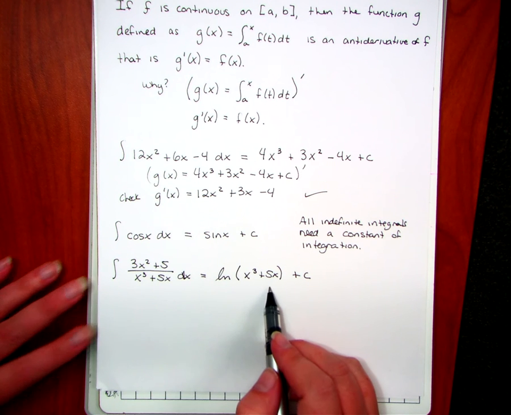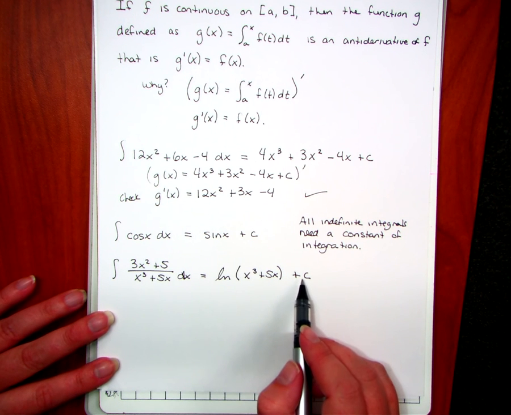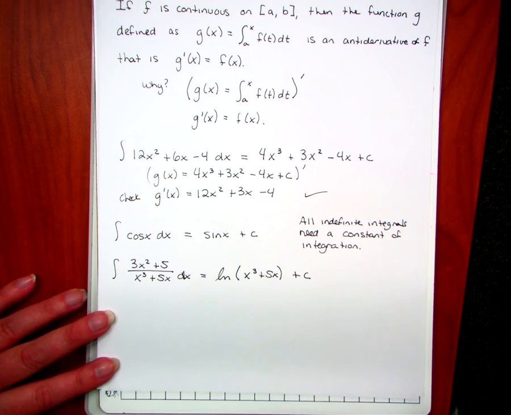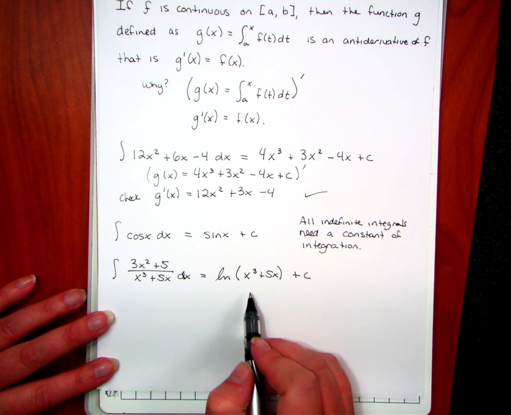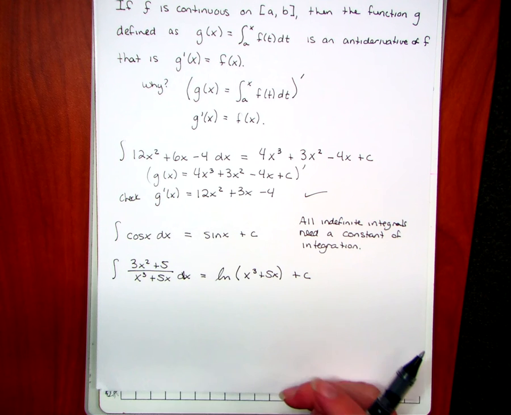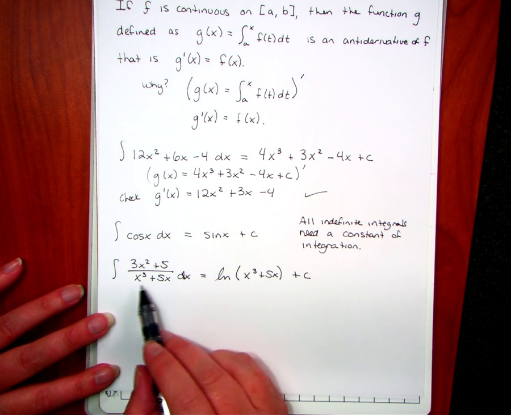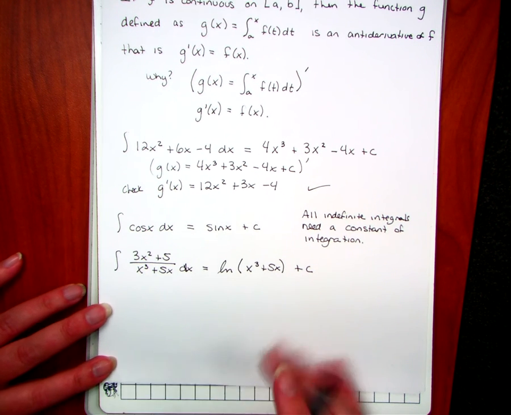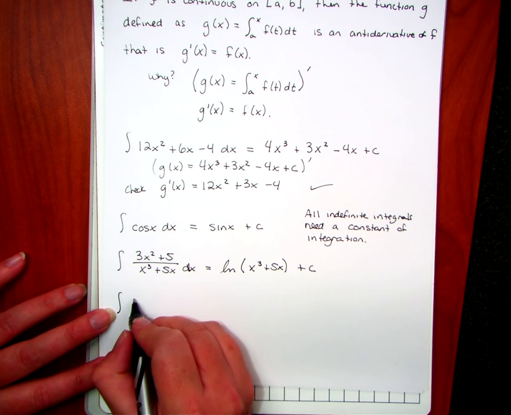So the antiderivative of this is going to be ln of x cubed plus 5x plus c. Because if I were to do the check and find the derivative of this function, I would get the derivative of the argument over the argument, and the c would go away, right? So as a check, you can always just differentiate your answer and see if you get back to this integrand. All right, so a few more that we didn't talk about on the first page.